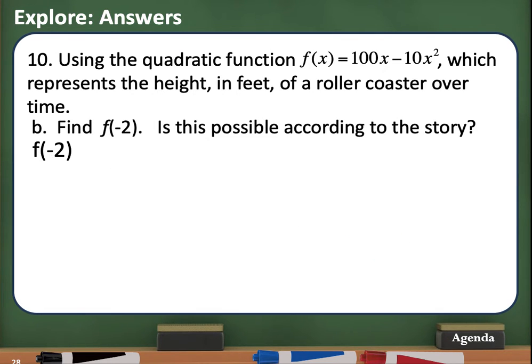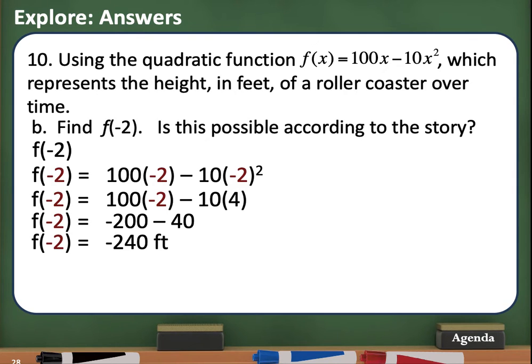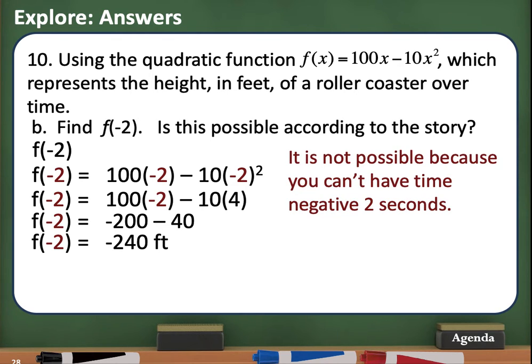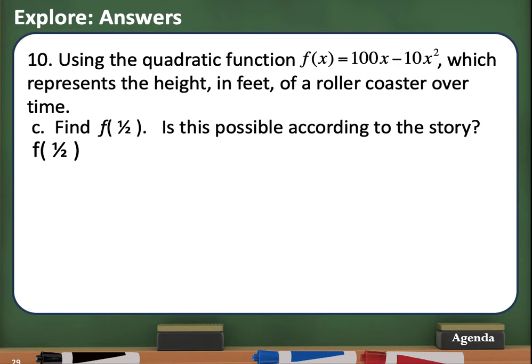Find f of negative 2. Is this possible, according to the story? Yeah, you could plug in negative 2. You get negative 240 feet, but maybe you didn't need to. You know, it's not the input. X is time. Is it possible to have negative 2 seconds? No, so negative 2 doesn't work.